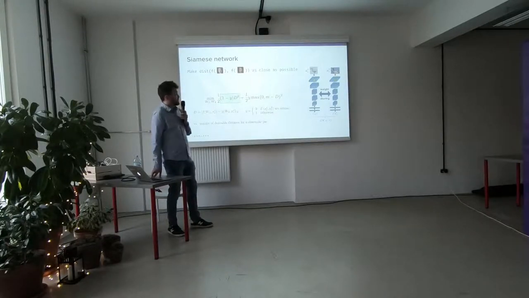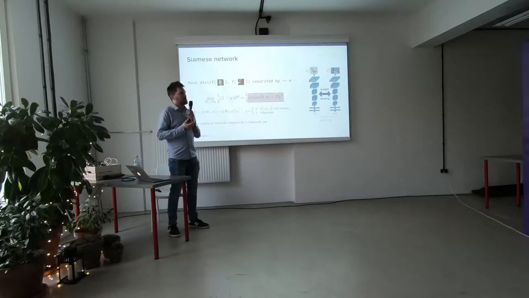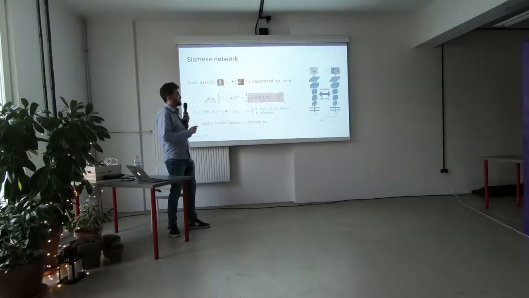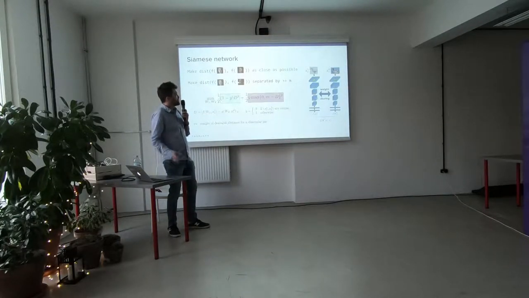That's what we would want from this mapping, so that images from the same classes are close to each other. On the other hand, we want to make distances of mappings from different classes to be separated by some margin. We specify some margin, and if y is equal to 1, which means that the images belong to two different classes, we want them to be separated by at least margin m. And this is what this loss term does. So basically, we try to minimize these two things at the same time.